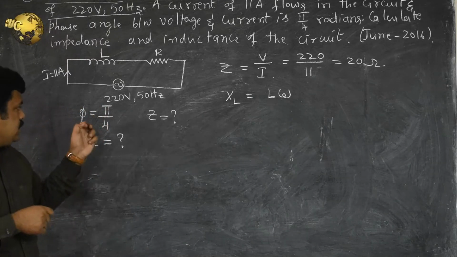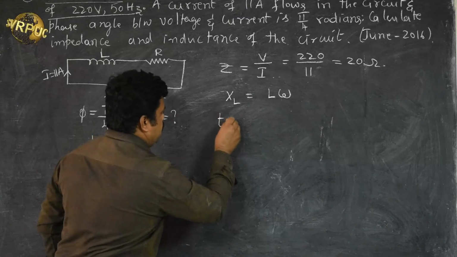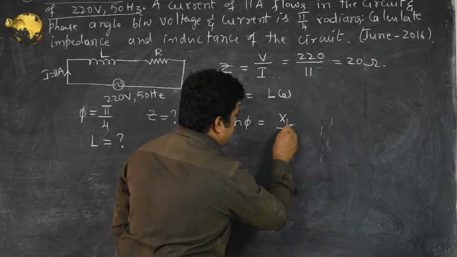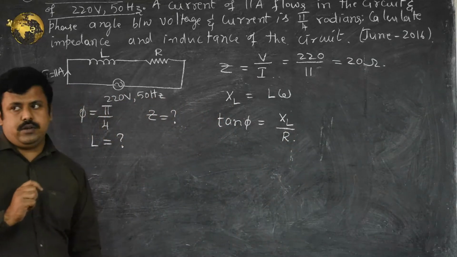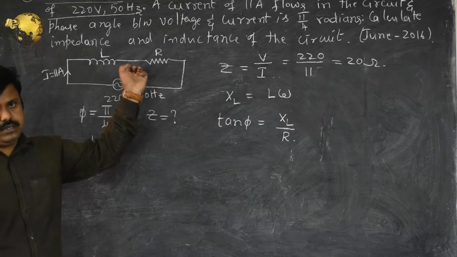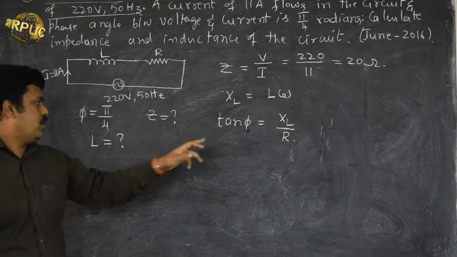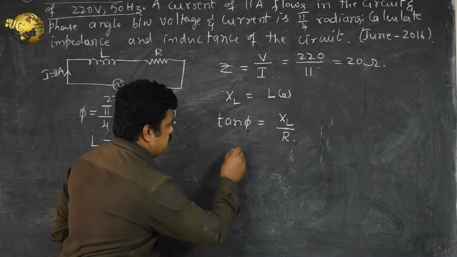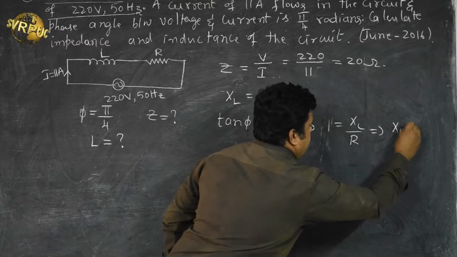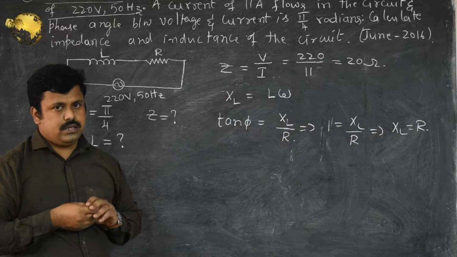What other quantity have they given? They have given phi. Where can we use it? We have the formula tan phi is equal to XL divided by R. You might have expected XC here, but we don't have the capacitance, so we ignore it. The equation becomes XL by R. So tan 45, that is tan pi by 4, has the value 1. So 1 is equal to XL by R, which implies XL is equal to R.